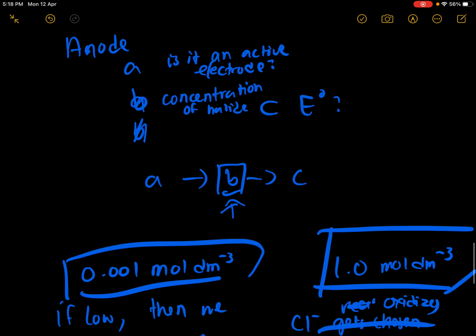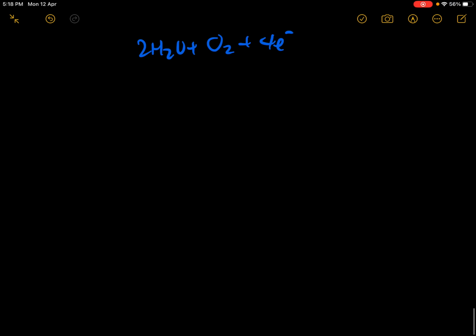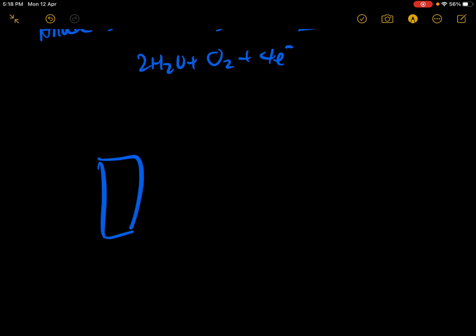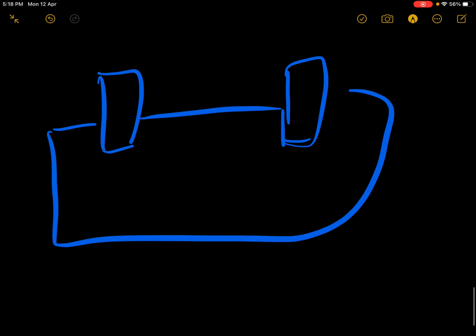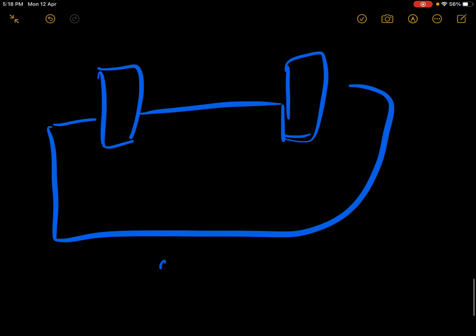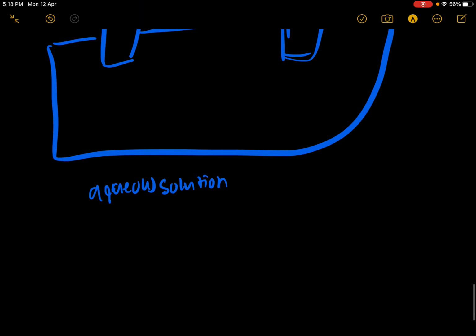But remember, is it an active electrode? Is it a halide? If it's a halide, how concentrated? What is the E0 value? So when they ask you to determine what occurs at the anode and what occurs at the cathode, you need to find out what actually goes through them. If it's an aqueous solution, aqueous means there's water, which means in electrolysis it will become H plus and OH minus.